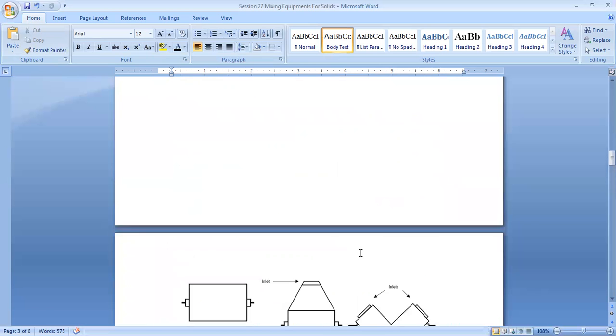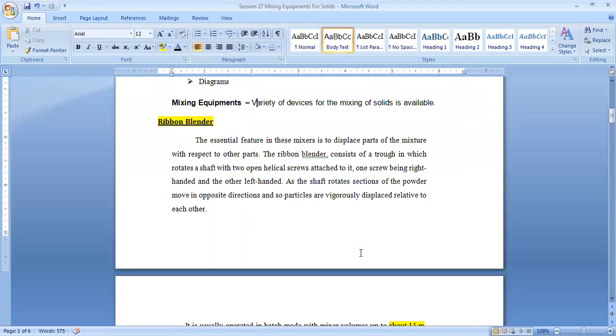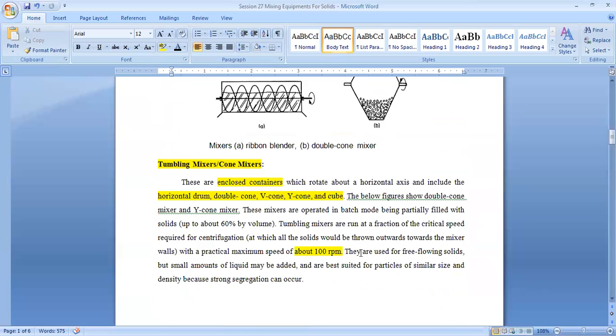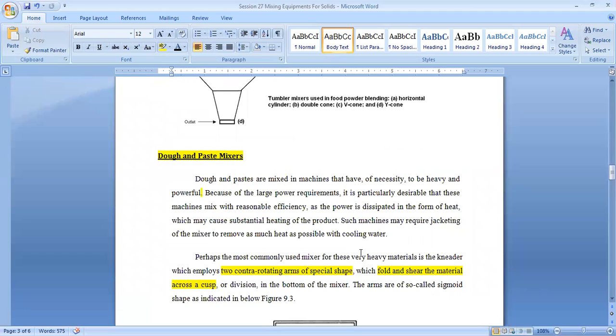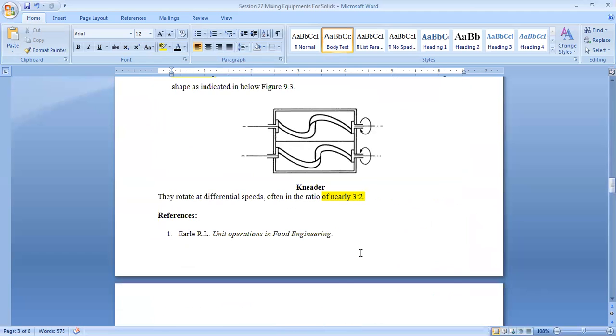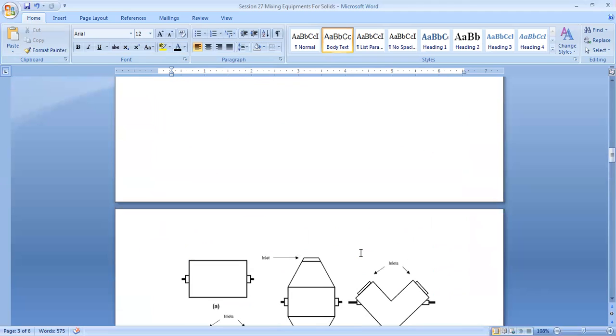So I told you three types of mixers in this lecture: the ribbon blender, the tumbling mixer or cone mixer, and the last one, the dough and paste mixer. These are used for mixing of dry solids, and you should know the principle on which they all work. So that was it about today's lecture.